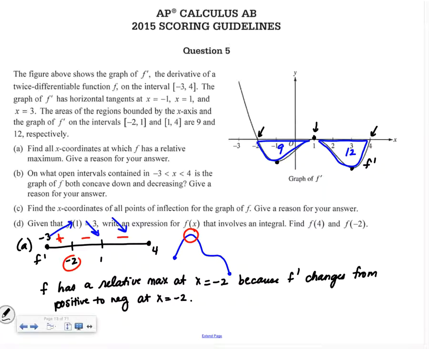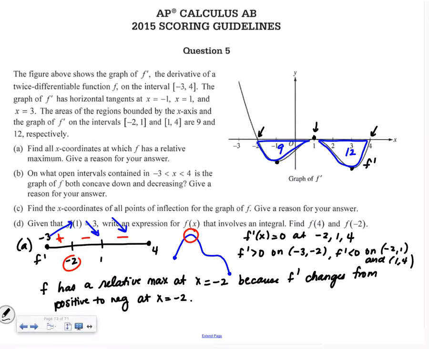Now, if you wanted to be super sure that they are counting this as a correct answer, what I would probably say is something about how f prime of x is equal to 0 at -2, 1, and 4. And then you could say f prime is greater than 0 on -3 to -2. f prime is less than 0 on -2 to 1 and 1 to 4. So just make sure that all of that information from your sign chart is shown.